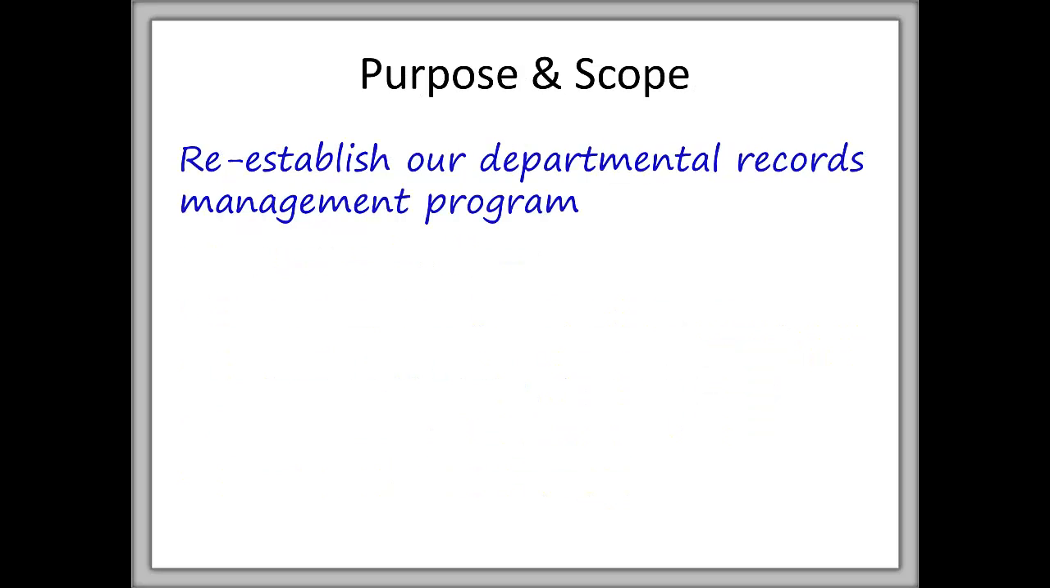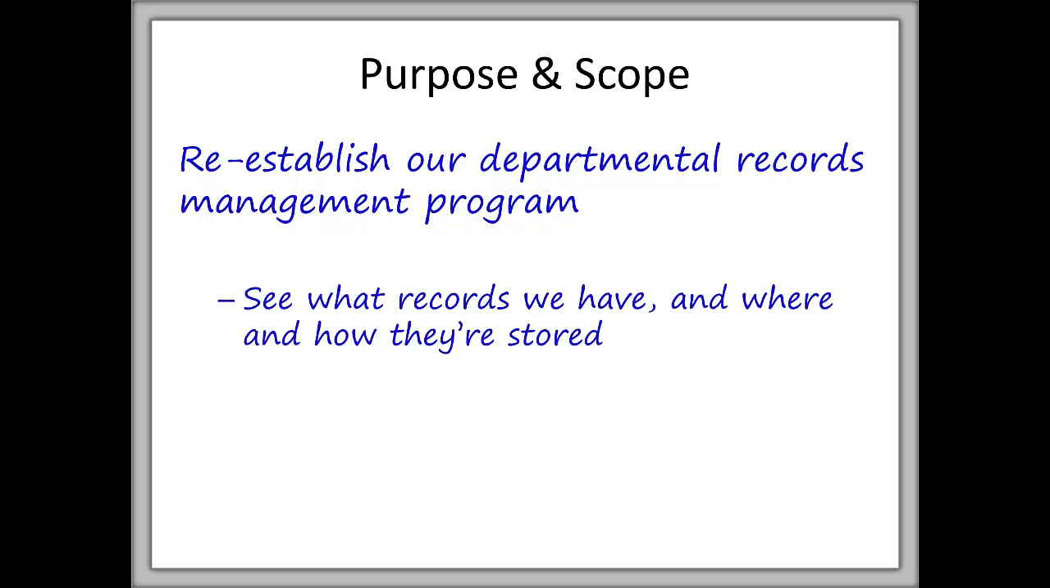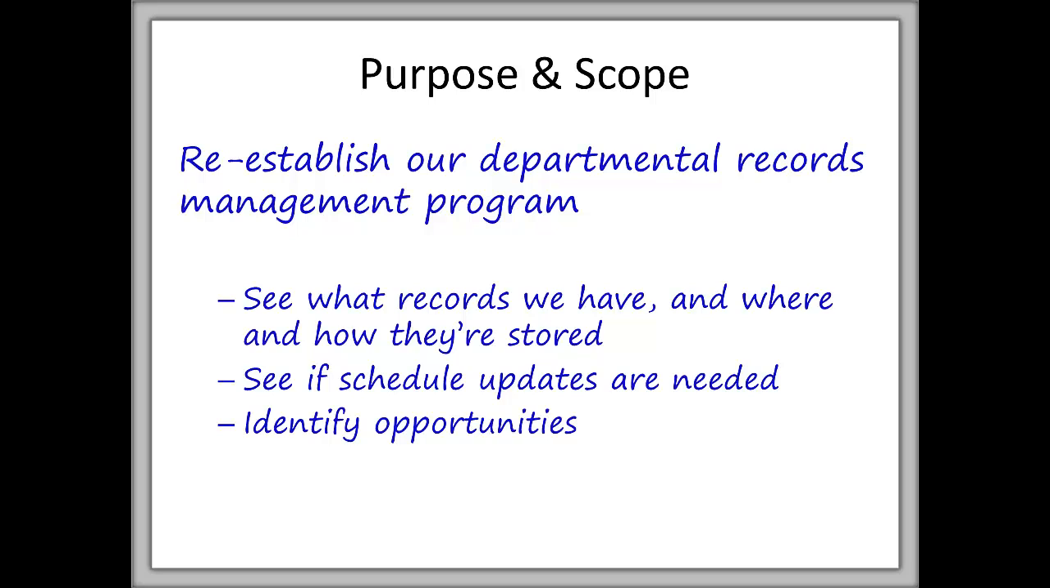In a scenario like that, our main goal for the inventory might be to gather the information we need to reestablish our records management program. With that in mind, we want to use the data we gather to see what records we currently have, where they're stored, and in what formats. We also want to see if we have any new types of records, or any records whose current schedules need to be updated. Along the way, an inventory might help us identify any record-keeping issues or opportunities for improvement, and that information could really help us plan for our program.